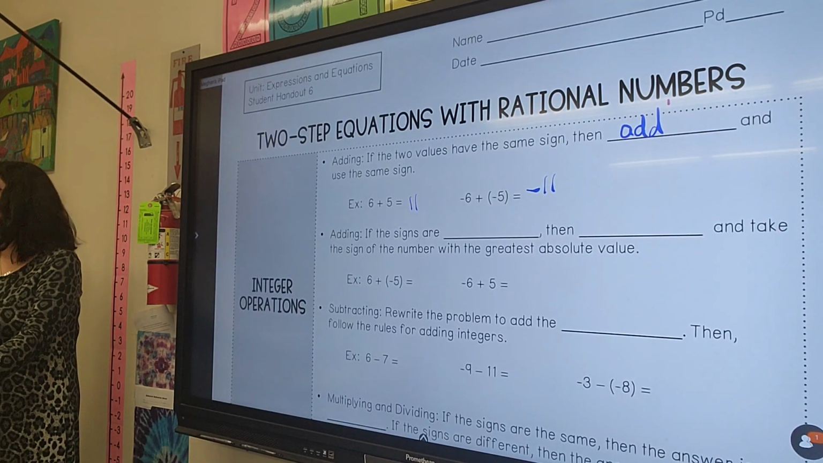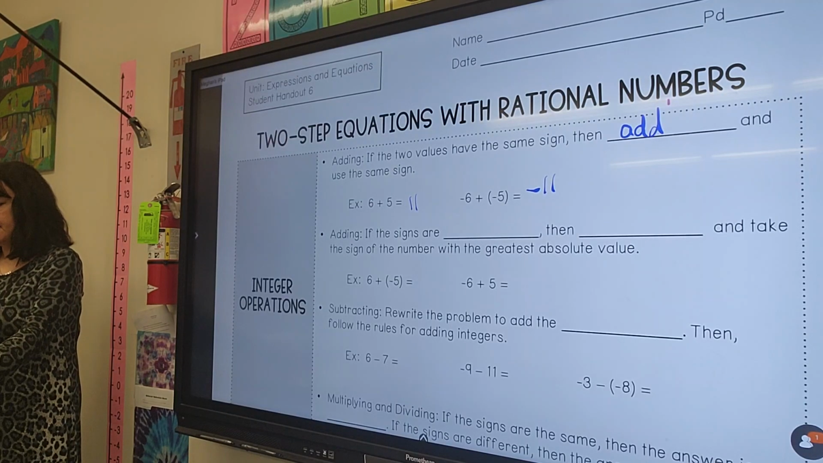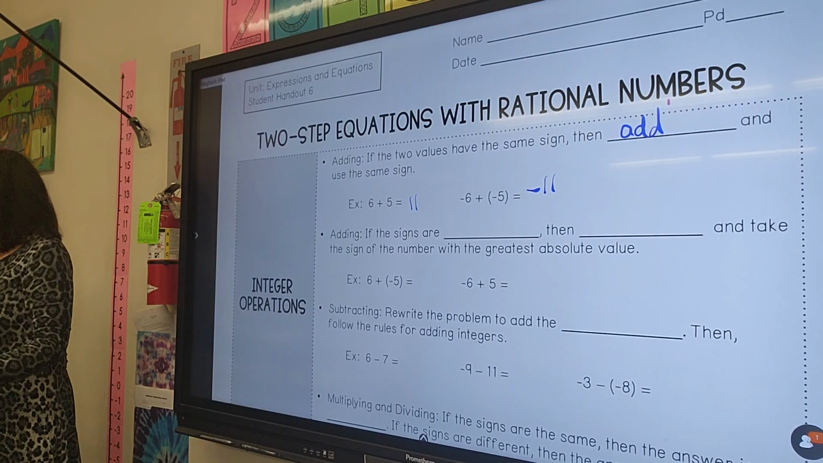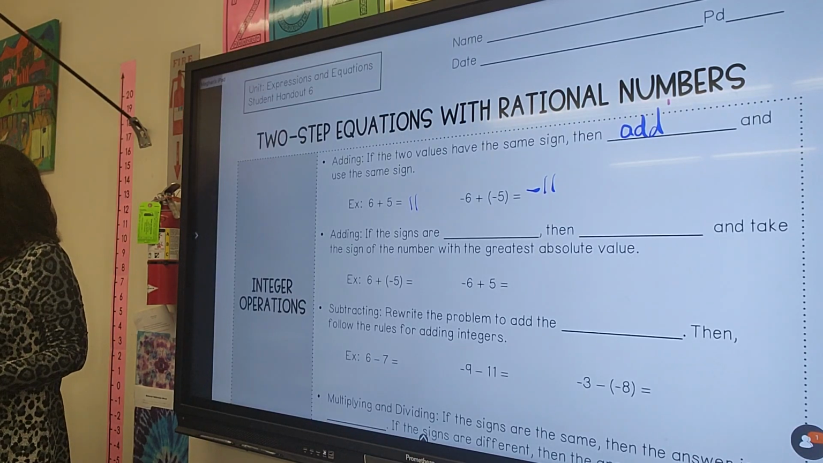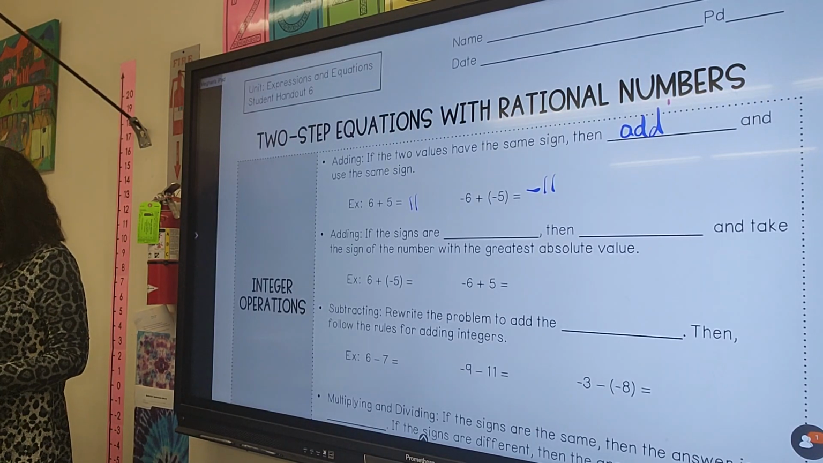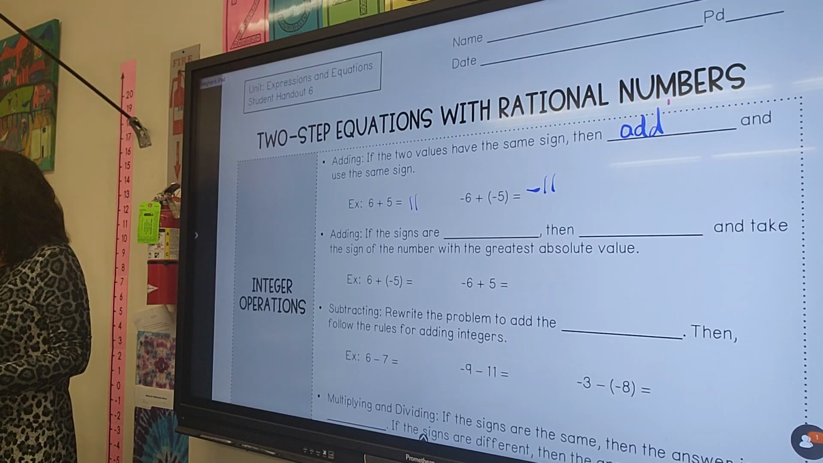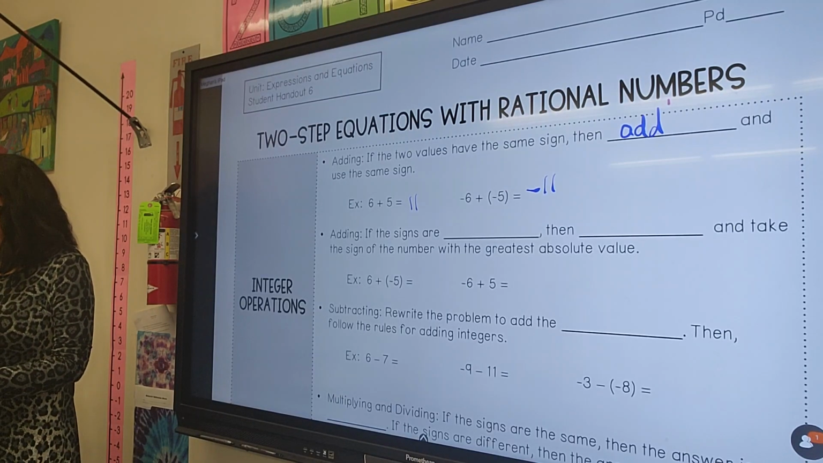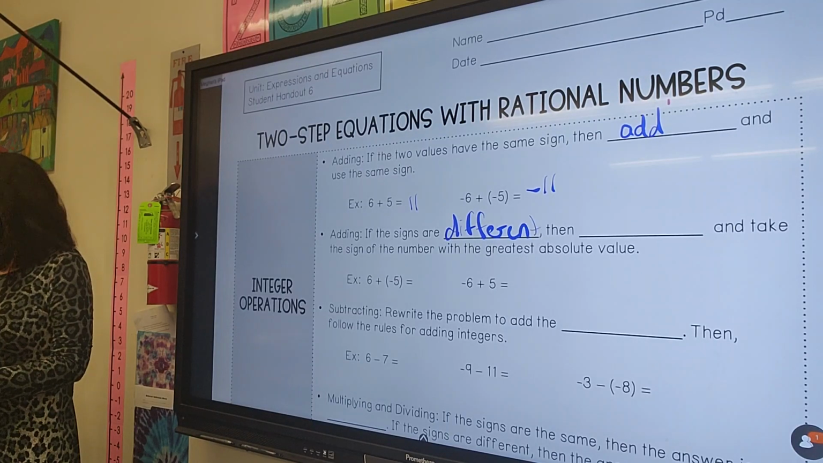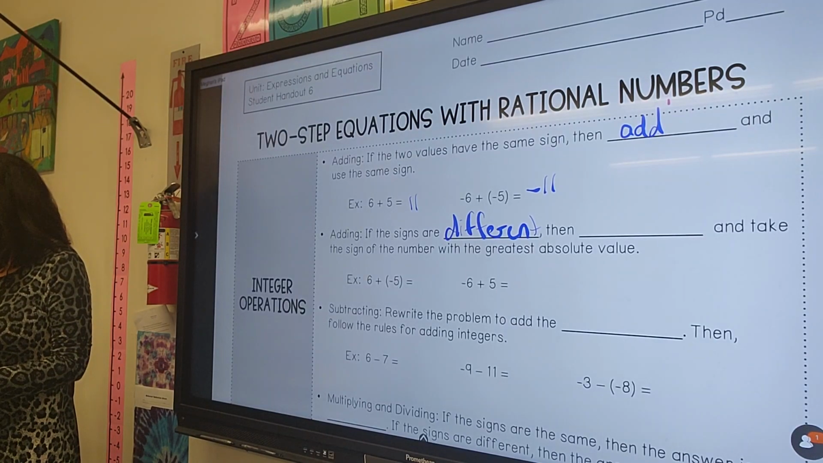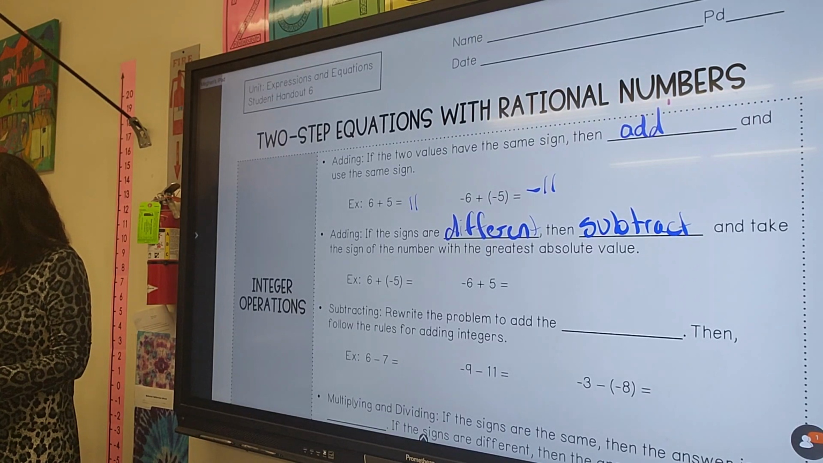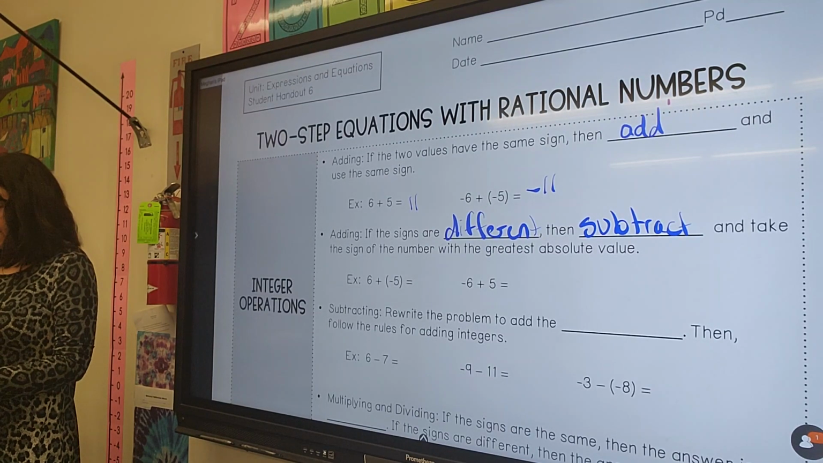And what happens if there's a negative plus a positive? Then we subtract and we take the sign of the number with the greatest absolute value. So it's not necessarily negative, it could be positive too. So if the signs are different, then subtract and take the sign of the number with the greatest absolute value.